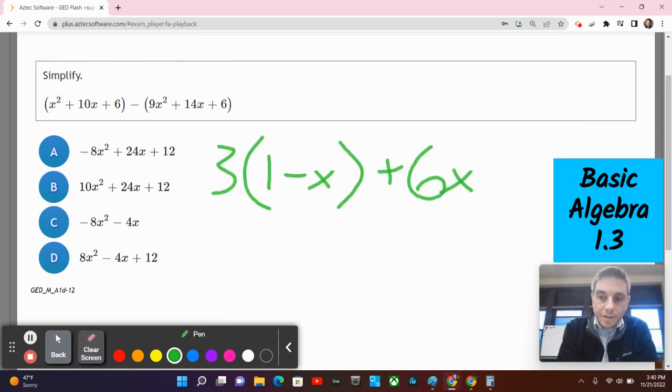Okay, so here's an example of where we're going to need to break open the parentheses and combine like terms to organize the expression that I've written on the screen.